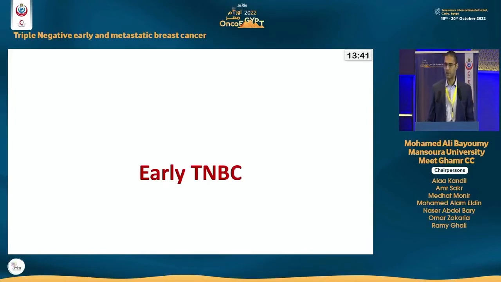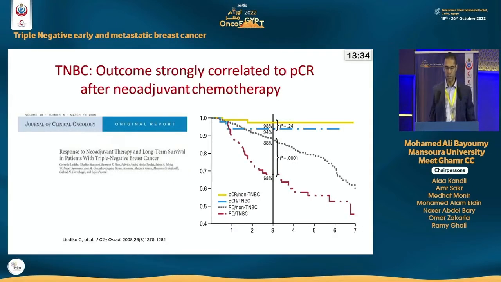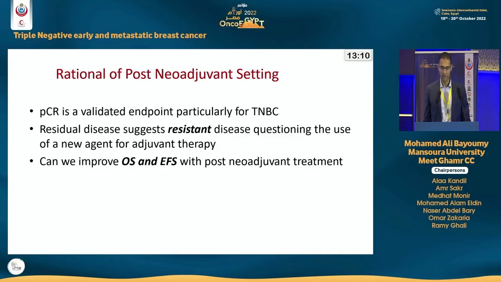This will be the first part of my talk, about early triple negative breast cancer with some new advances in management. The outcome is strongly correlated with the pathological complete response after neoadjuvant chemotherapy. Patients with residual disease and triple negative cancer usually have the poorest survival in comparison to other types of breast cancer. So we have a rationale for the post-neoadjuvant setting in order to improve the survival of these patients.